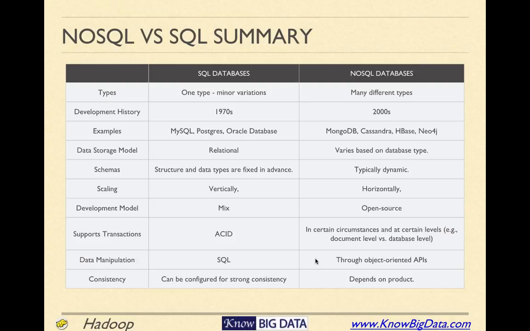Structure and data types are fixed in advance in the case of SQL, while there is no such thing in NoSQL. It's generally dynamic. In the case of SQL databases, if we hit the upper limit, we generally buy better hardware. But in the case of NoSQL, that's not a problem. And the development model for SQL databases was mixed, as in most of the SQL databases were actually proprietary, except for Postgres and MySQL, while in the case of NoSQL, every database is open source.